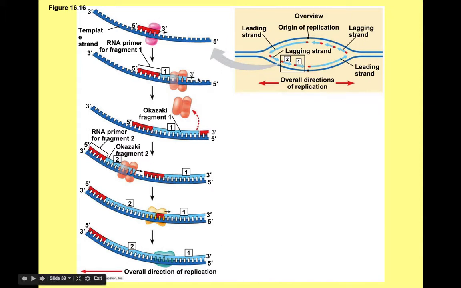It adds DNA, but it reaches where the DNA is closing, so it has to go back, and the RNA starts again, and the DNA connects to the next primer, and it just keeps on going backwards and backwards. Each of these fragments is called an Okazaki fragment.